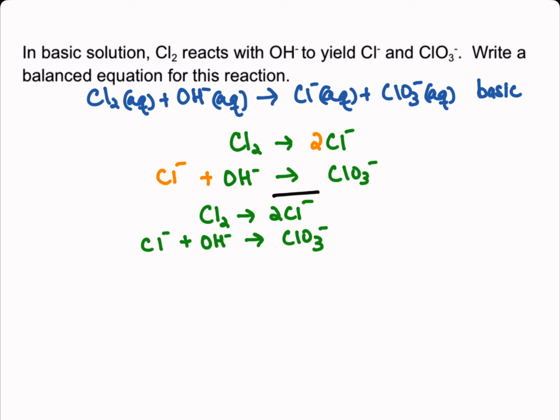The next thing we want to do is balance out the oxygens. In the first half reaction, we don't have any oxygens. In the second half reactions, there is 1 oxygen on the left, 3 on the right. So I have to add 2 waters. So I've got 2 oxygens here. 2 times 1 is 2, plus this one will give me 3. So let's go ahead and do a cleanup here.